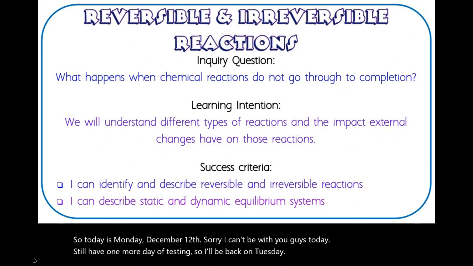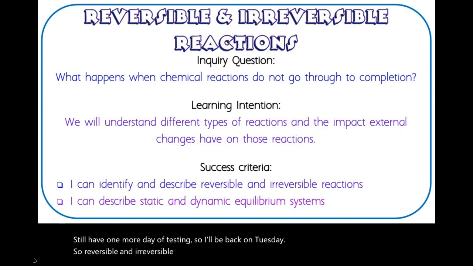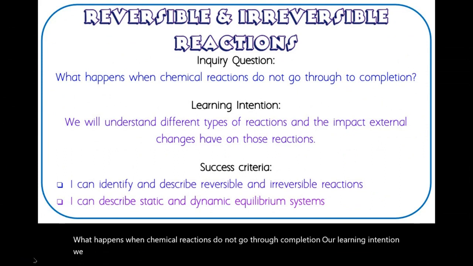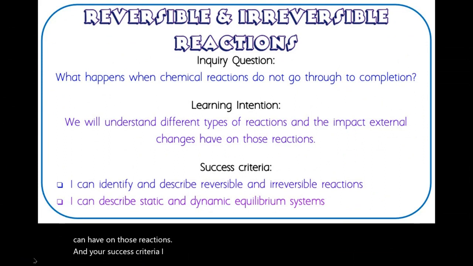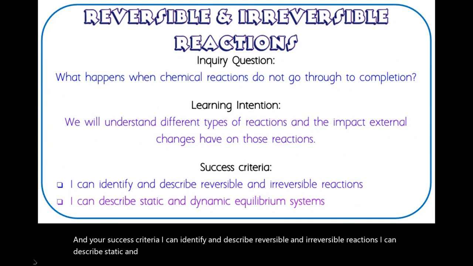So, reversible and irreversible reactions. What happens when chemical reactions do not go through completion? Our learning intention: we will understand different types of reactions and the impact external changes can have on those reactions. And your success criteria: I can identify and describe reversible and irreversible reactions. I can describe static and dynamic equilibrium systems.